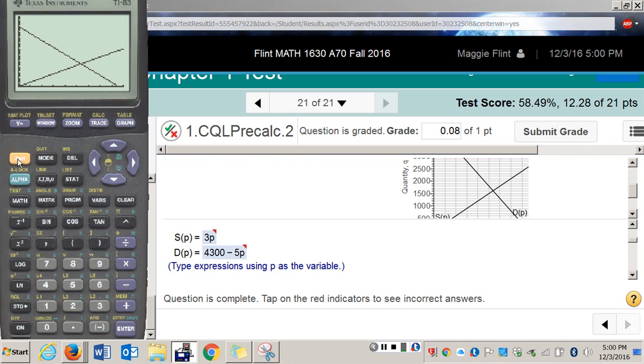So I'm going to hit second, trace to access the calc menu, go down to number 5 to find the intersection point, hit enter, choose both curves, and then let it guess where the intersection is. And it says the intersection is at 537.5 and 1612.5.